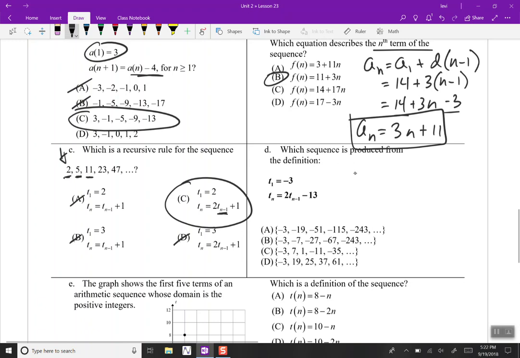Which sequence is produced from the definition? Okay. So this is just saying our first term is -3, so all of them are right there. That's all good. And then pretend we want to know what this term is, but we only know that our term before was -3, right? So we're going to take this one and plug in a -3 there. So 2 times -3 minus 13. That's -6 minus 13 would be -19. So that's A.